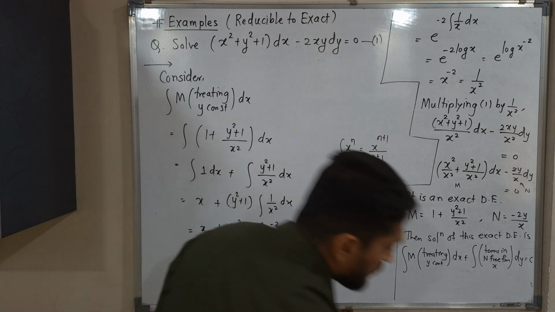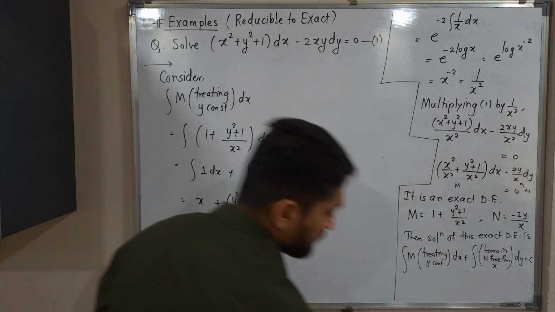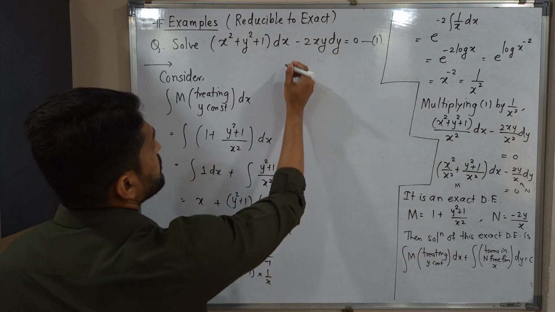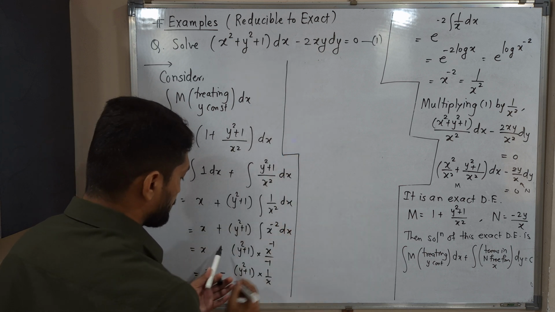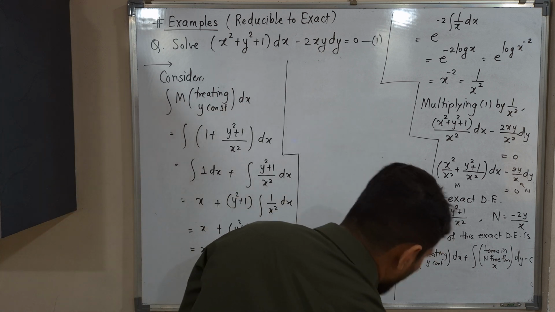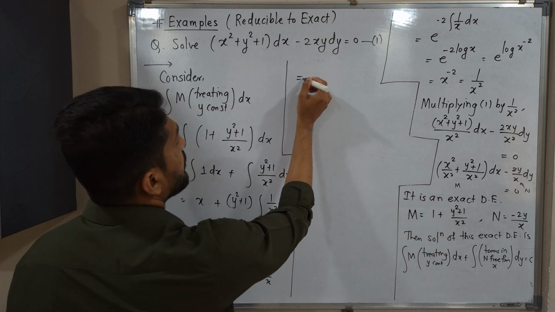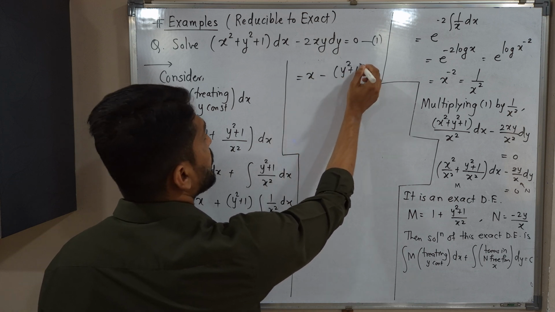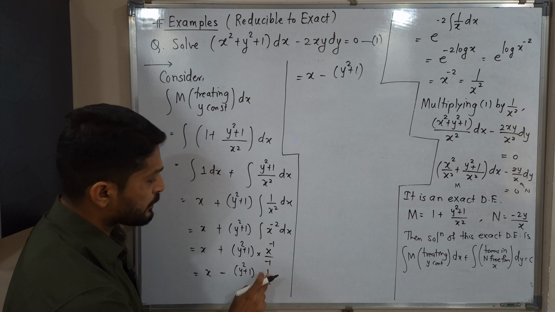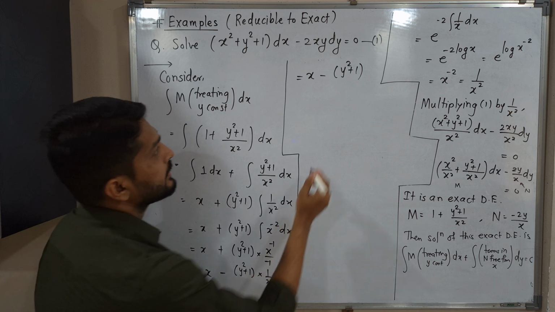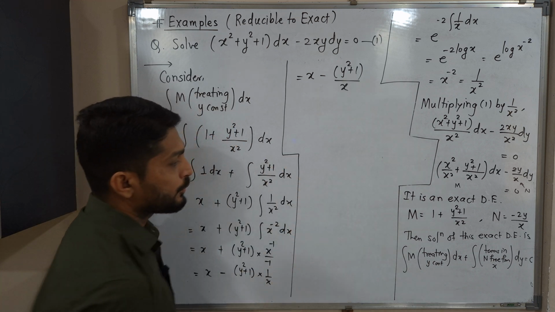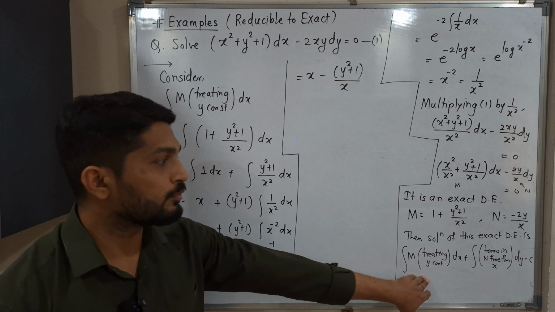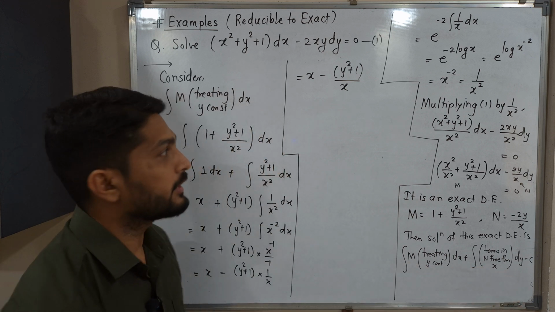So let me mention the final answer. It will be x minus y square plus 1, where I am simply taking the product of y square plus 1 into 1, with x in the denominator. That's it. So we got the value of the first integration. Let us move further. We will try to find the value of the second integration.